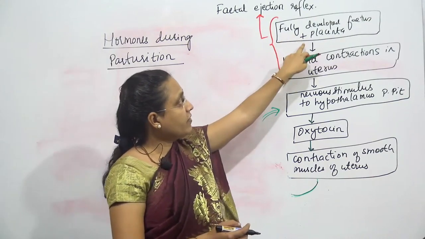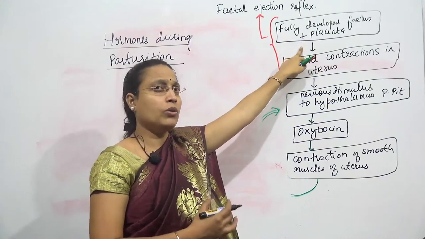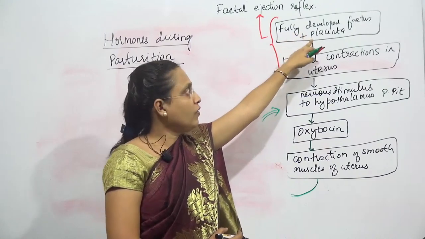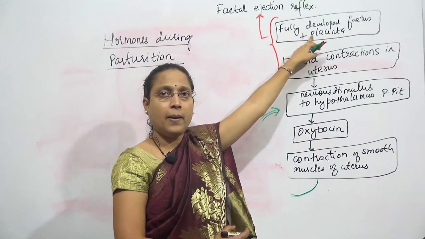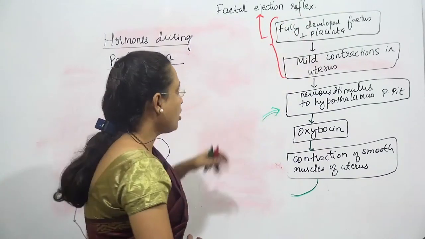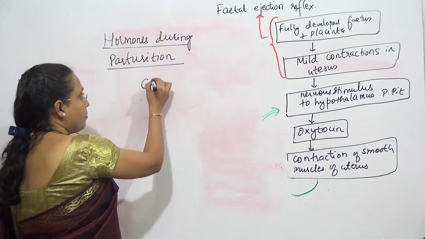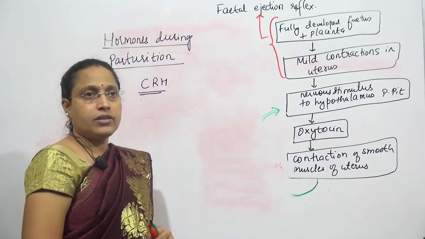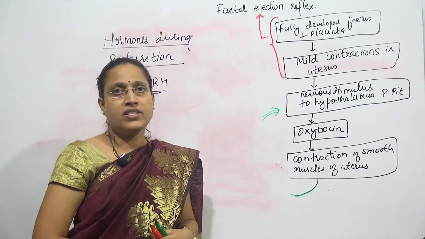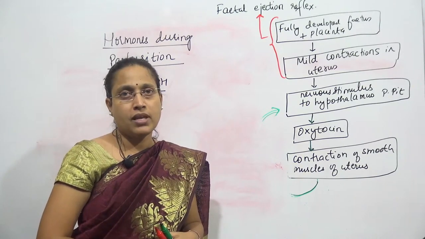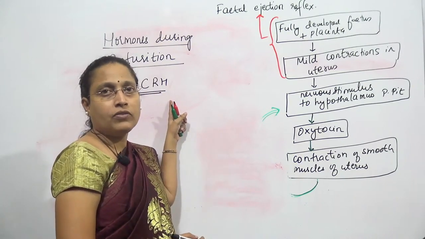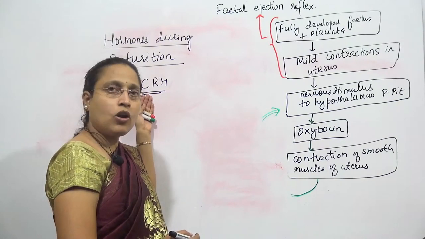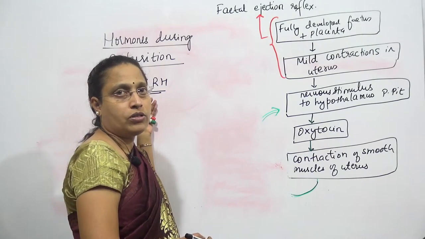Your fully developed fetus plus placenta: the fetus will release certain hormones and influence the hormones secreted by the placenta. Now, what is the hormone released by the fetus? The key hormone is CRH, corticotropin releasing hormone, released by the fetal hypothalamus. It will determine the timing of birth, or timing of parturition. This will finally stimulate the adrenal cortex, and they will release corticosteroids.